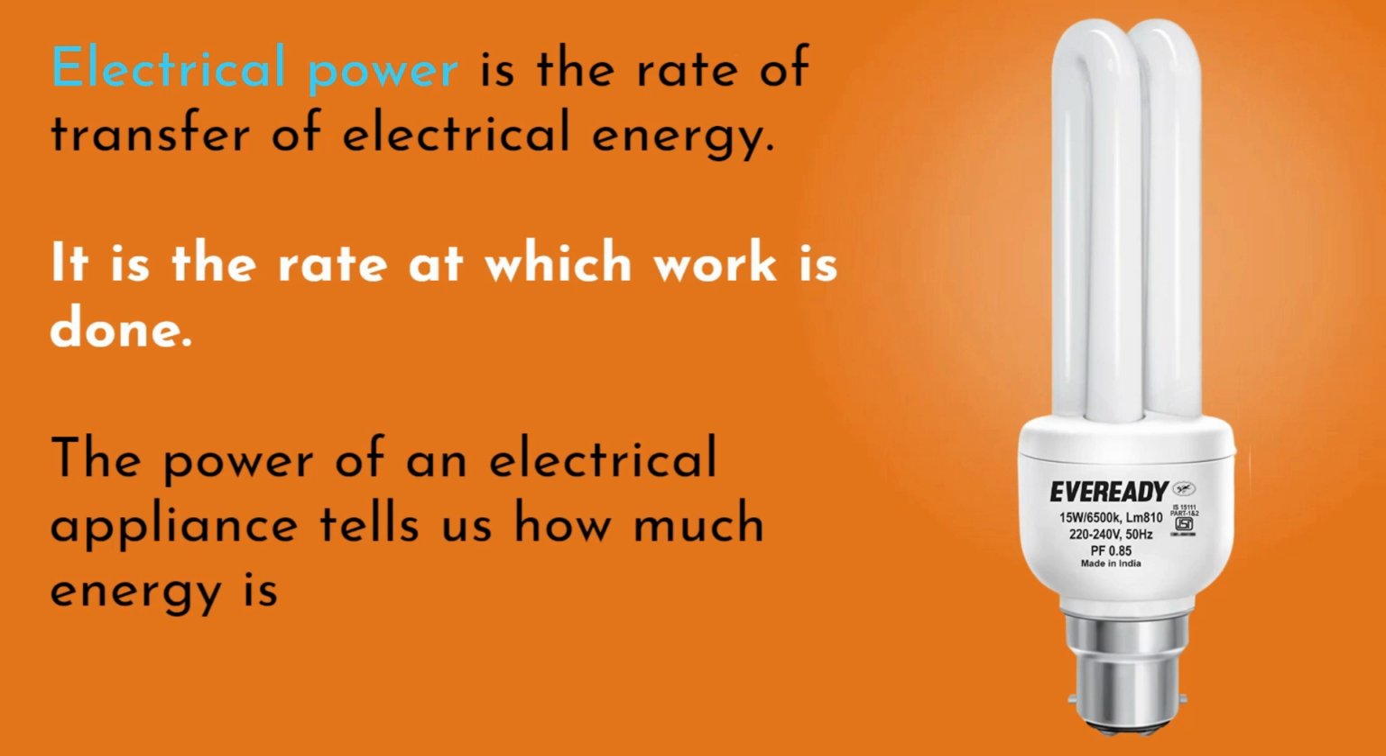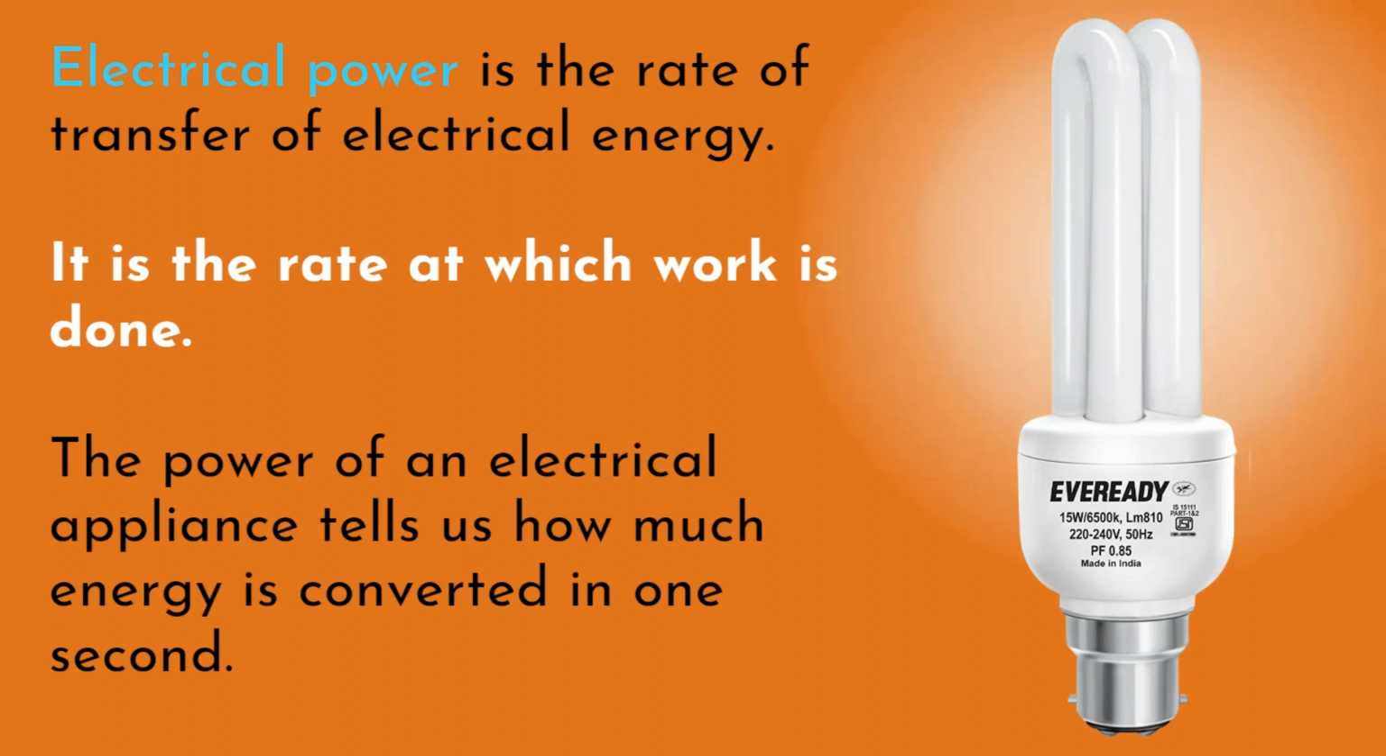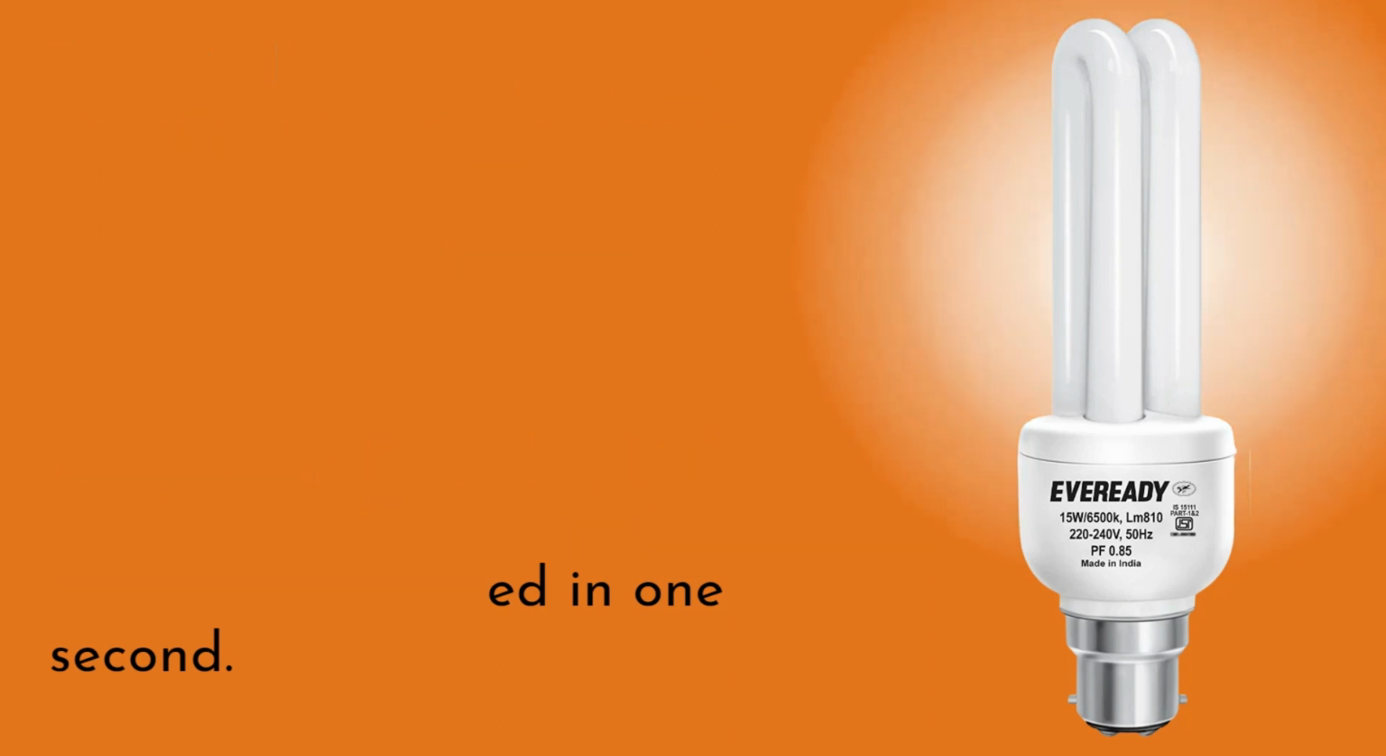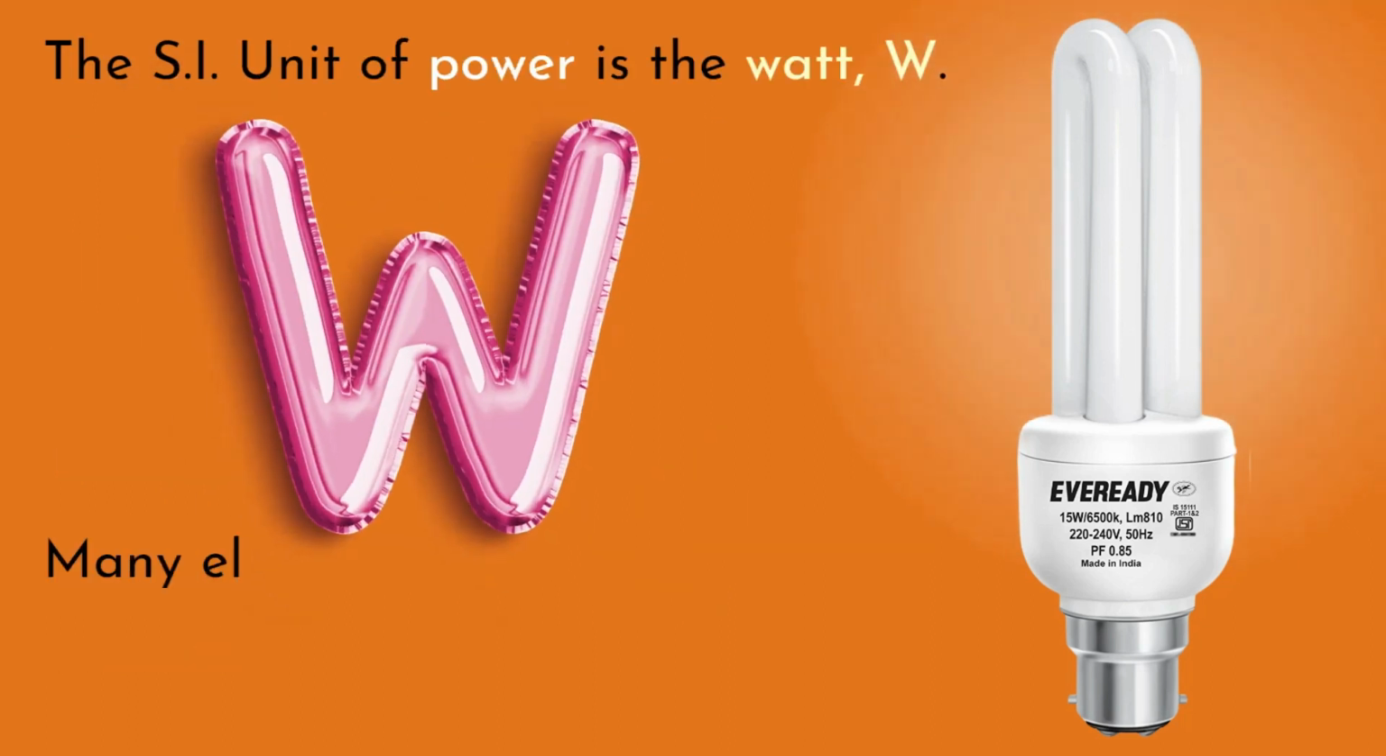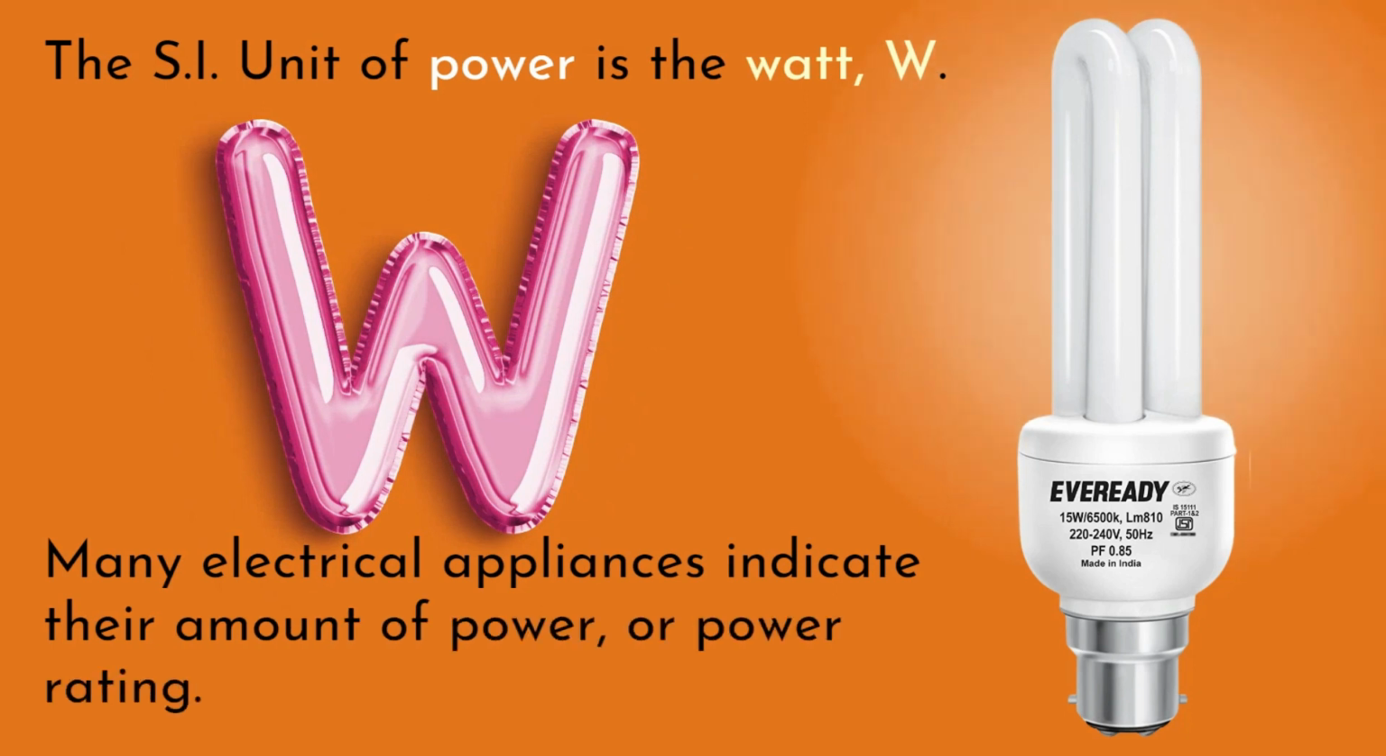Electrical power is the rate of transfer of electrical energy. It is the rate at which work is done. The power of an electrical appliance tells us how much energy is converted in 1 second. The SI unit of power is the watt. Many electrical appliances indicate the amount of power or power rating.